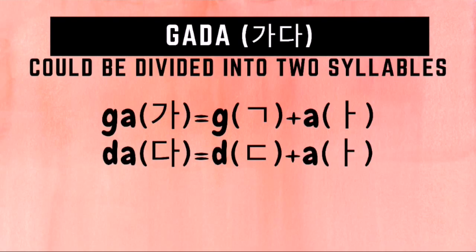The word gada could be divided into two syllables. Gada. Ga is formed from the combination of the sounds of kiak and a, while da is formed from the combination of the sounds of dikat and a. Gada.